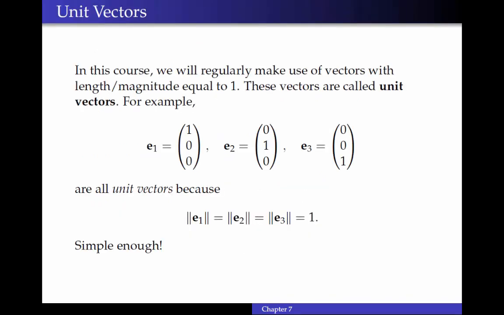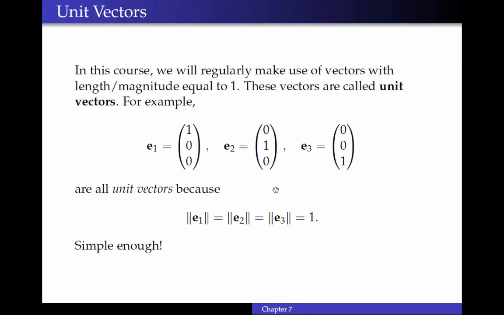So one other thing I want to mention now, because we're going to make use of it regularly in the course, is the idea of a unit vector. A unit vector is just a vector that has a length or a magnitude equal to 1. And here are 3 examples, and these are the elementary basis vectors that we talked about before.